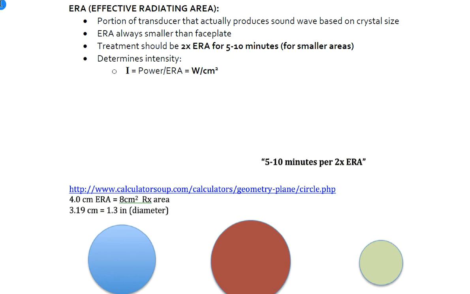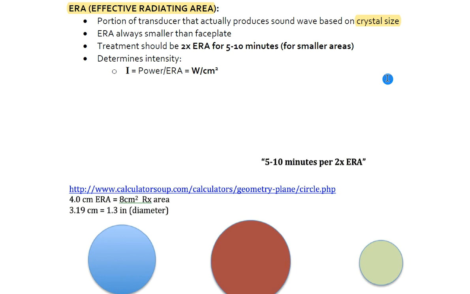Here's a good visualization for the ERA, the effective radiating area. This is going to be specified on each transducer, on the cord of the transducer. It is directly related to the crystal size, and that's something the manufacturer is going to determine. And that crystal size is not always the same size you would think it would be.